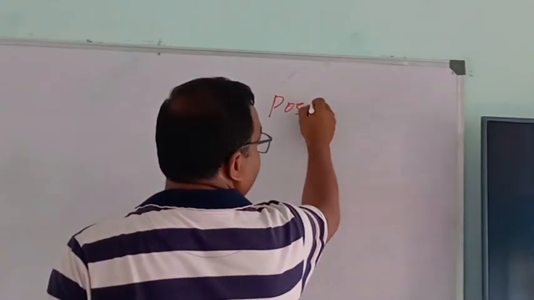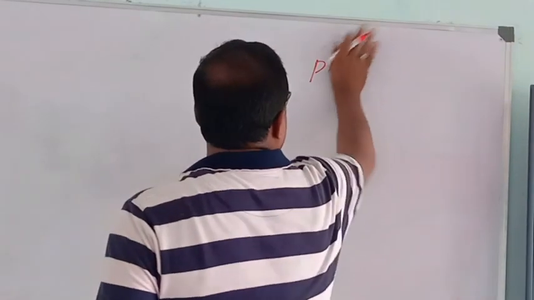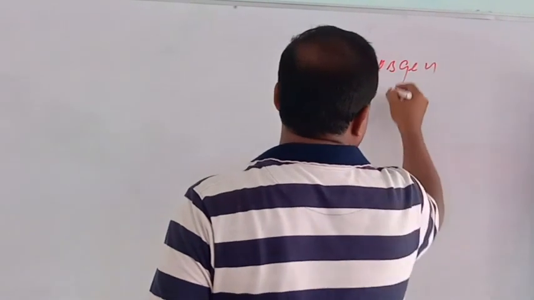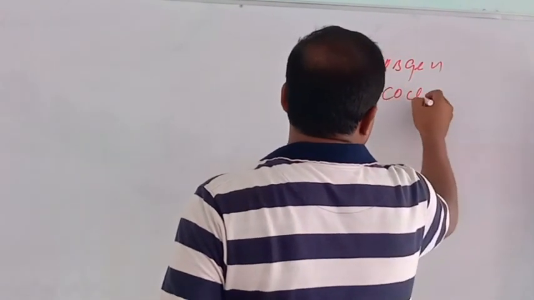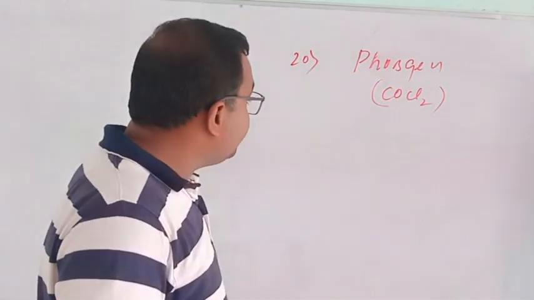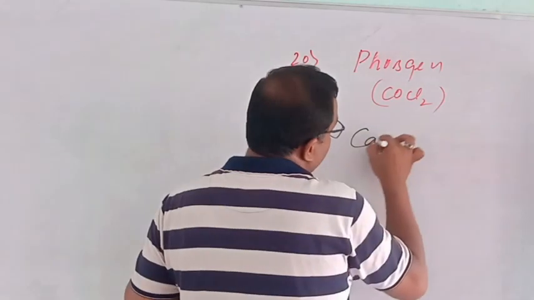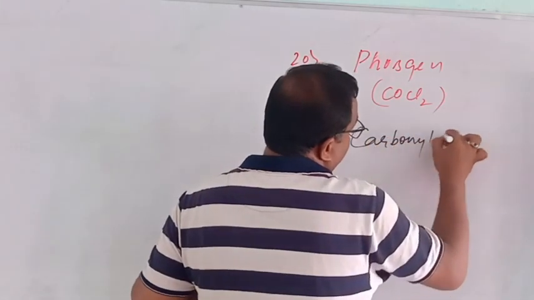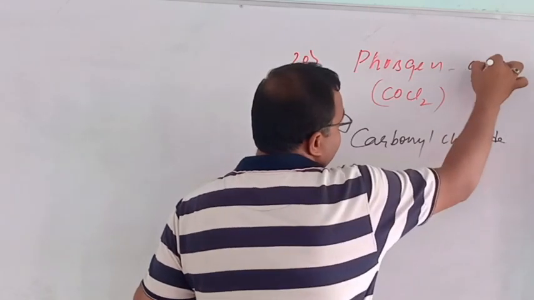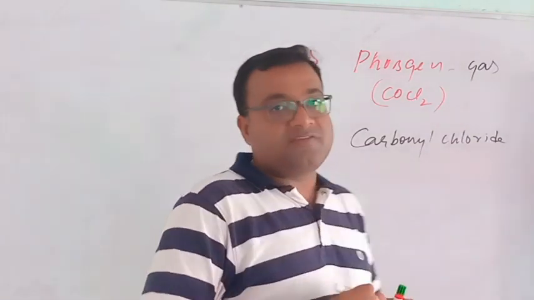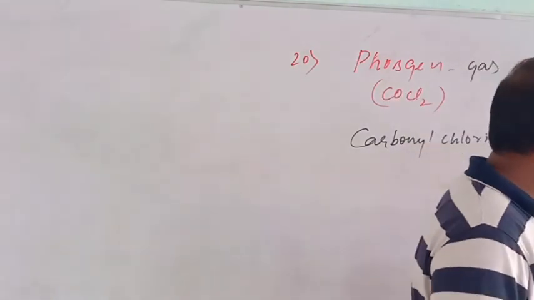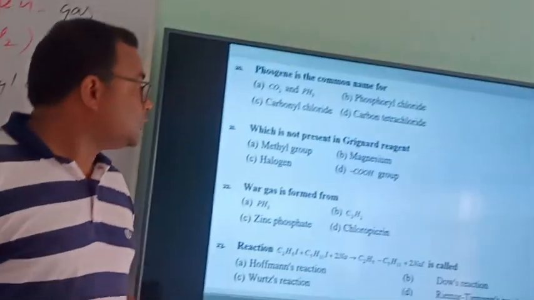Phosgene is COCl2. The name of this compound is carbonyl chloride. Actually it is a gas, carbonyl chloride gas, a highly poisonous gas. Okay. Next is question number 21.